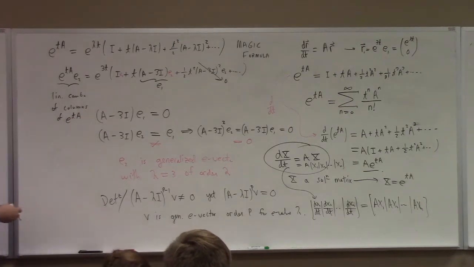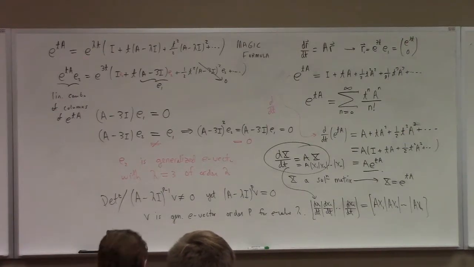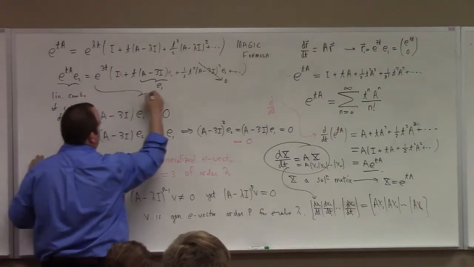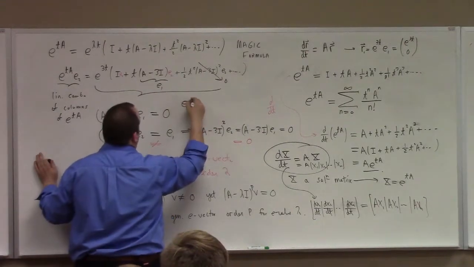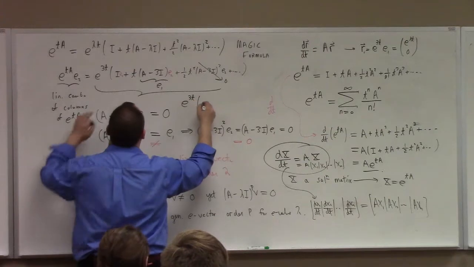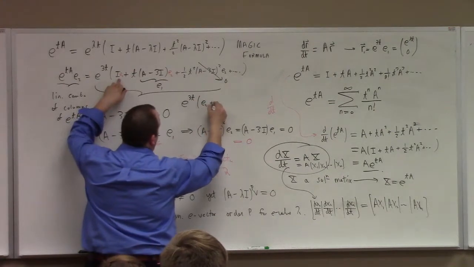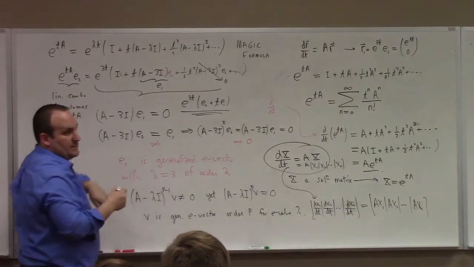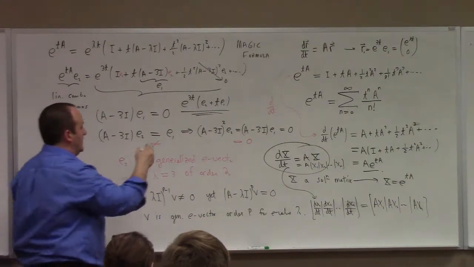But one of the things we know about linear differential equations is that a linear combination of solutions is again a solution. Which means that this thing, whatever it is we're looking at, is a solution. In fact, this thing simplifies to e to the 3t times e2 plus te1. So there is your other solution in addition to r1. This is your r2.